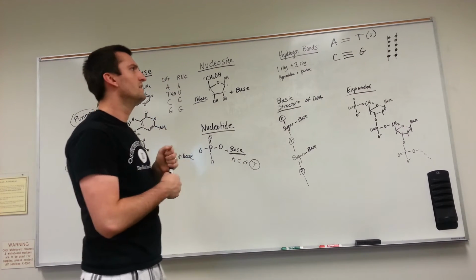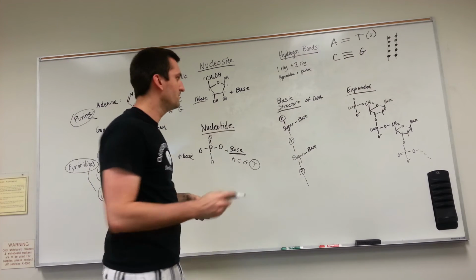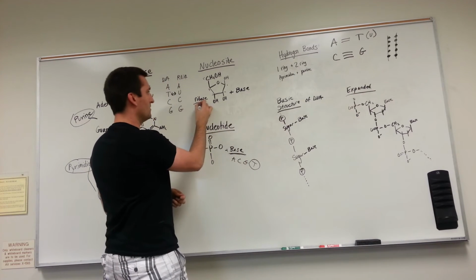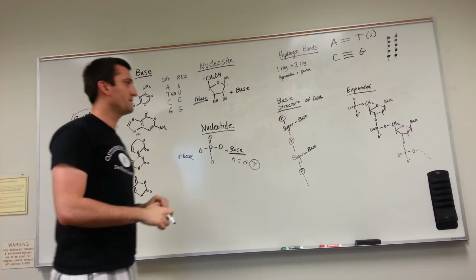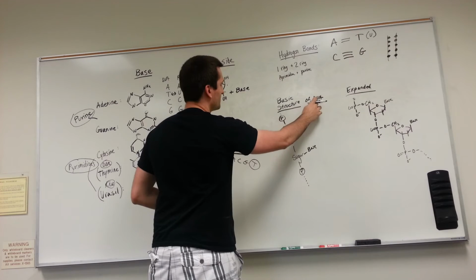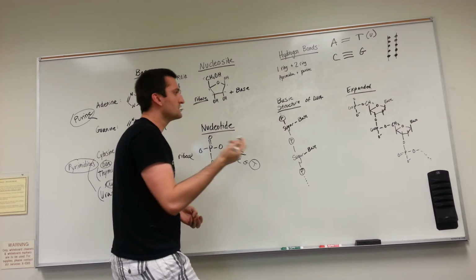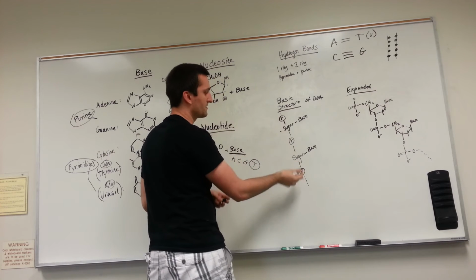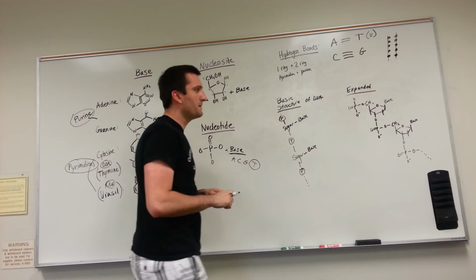So let's look at the names: deoxyribonucleic acid, ribonucleic acid. Ribonucleic acid has a ribose sugar. That's where the deoxyribonucleic acid comes in. So, sugar, phosphate, sugar, phosphate. Next, attached to each sugar is going to be a base.